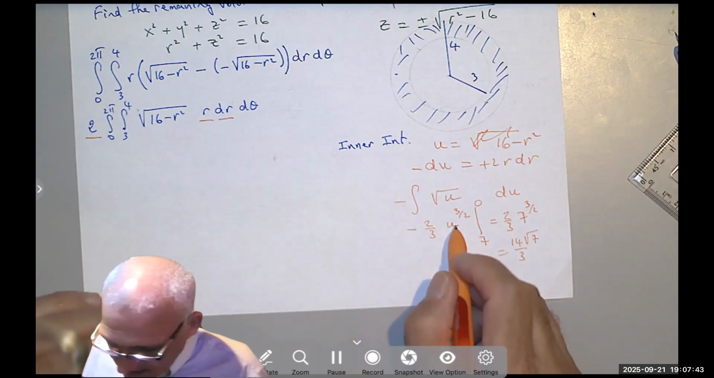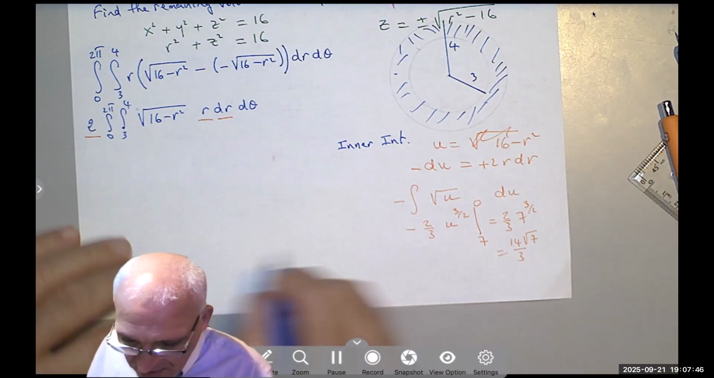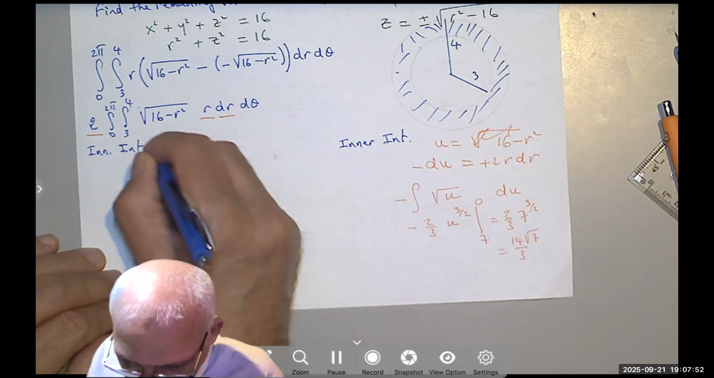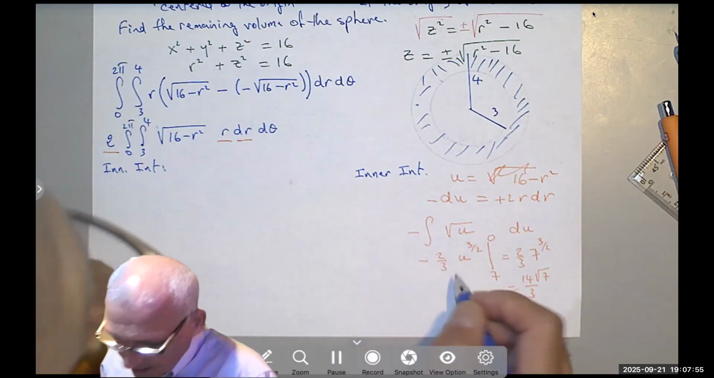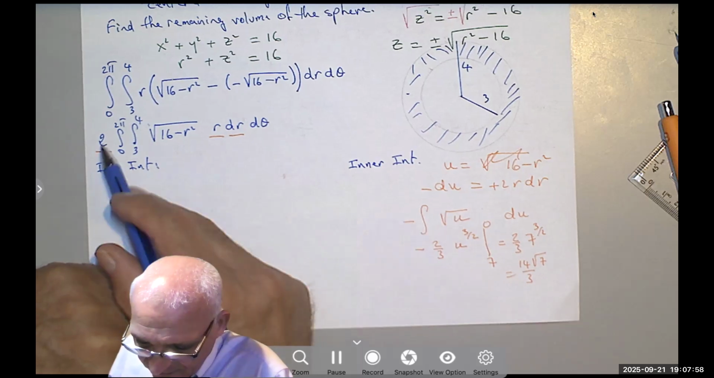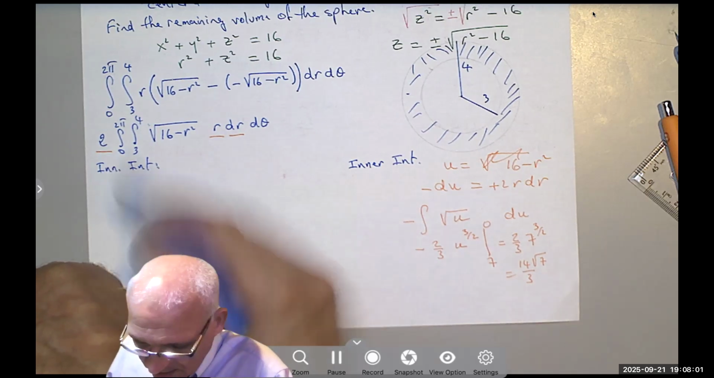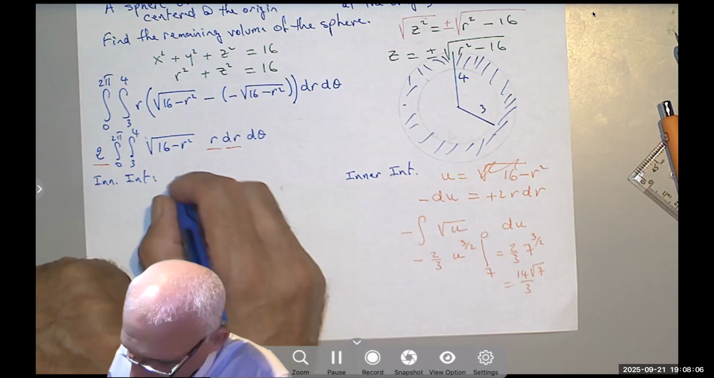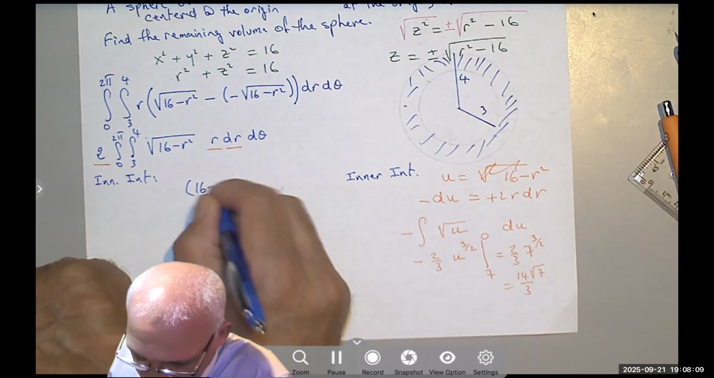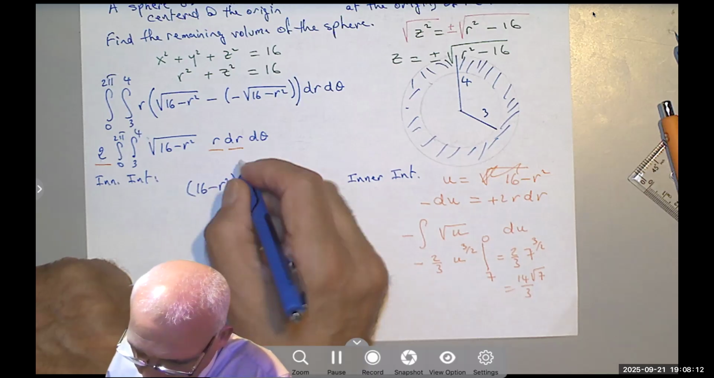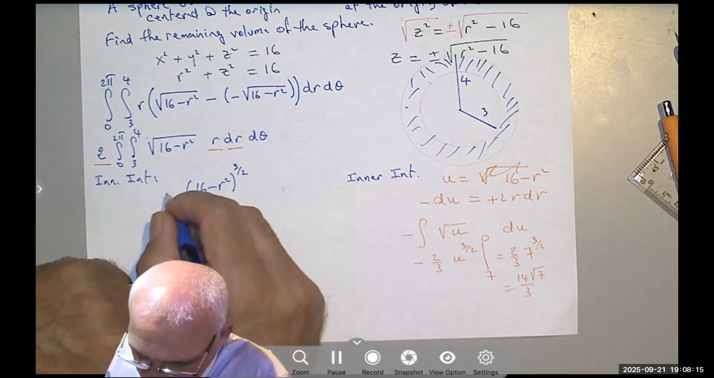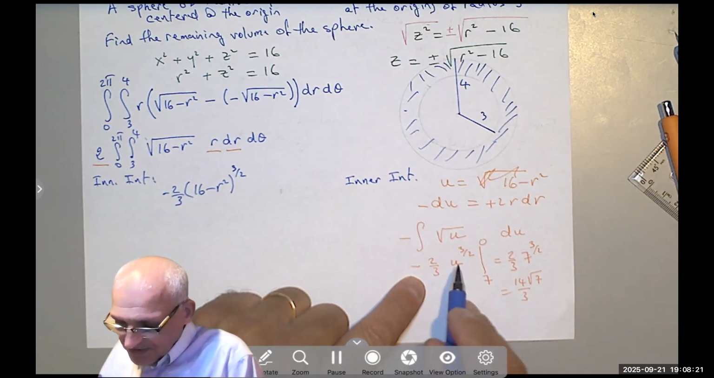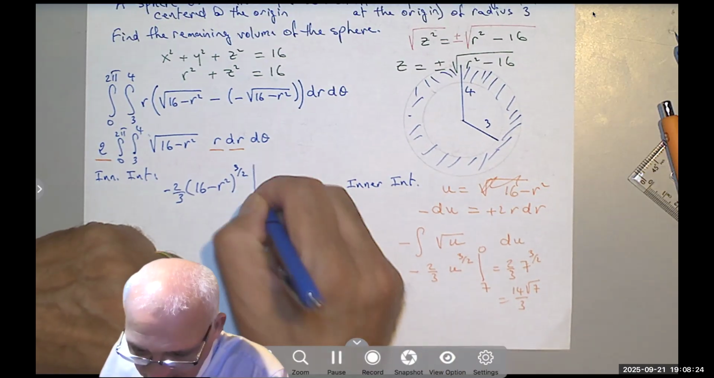Why? Because the answer for this inner integration would be the following. Notice that you already have the 2. The 2 was taken into account. So what we end up having would be 16 minus r squared to the 3/2 times negative 2/3. That's what I got. So I simply substitute the u into 16, and then 3 and 4.